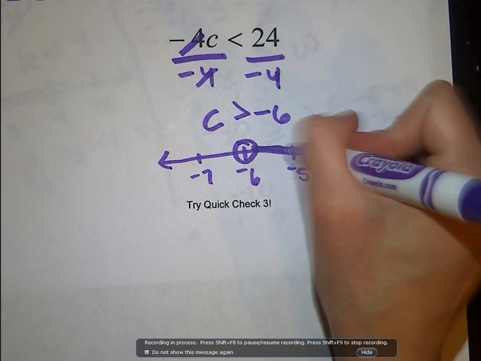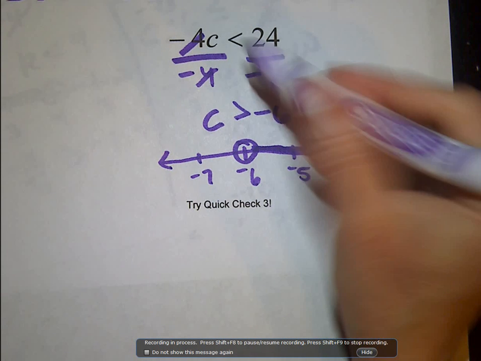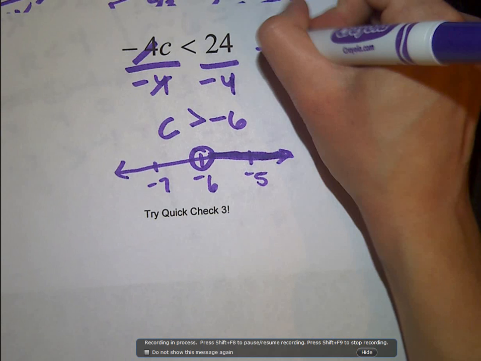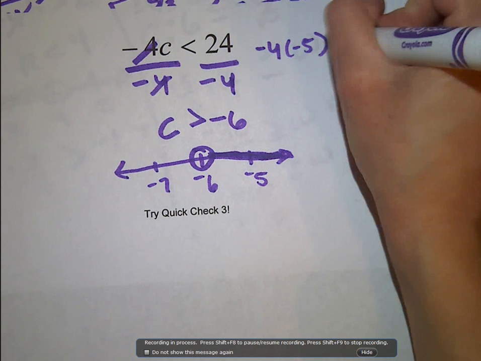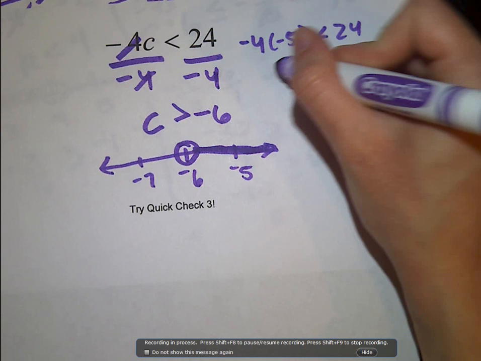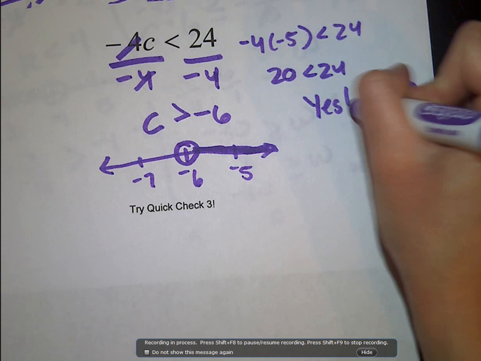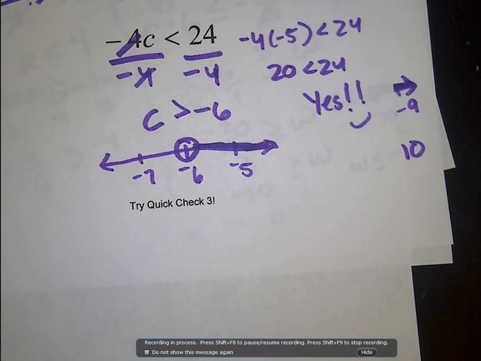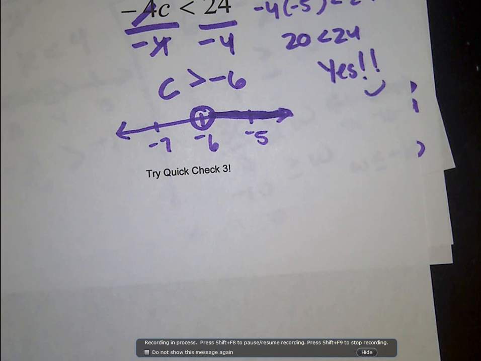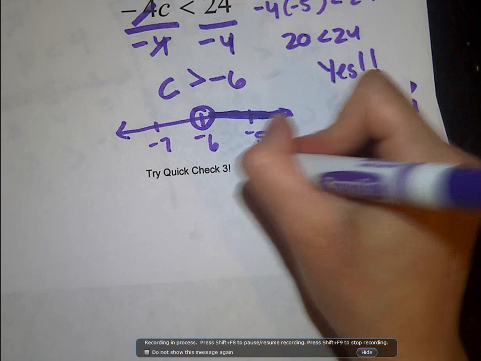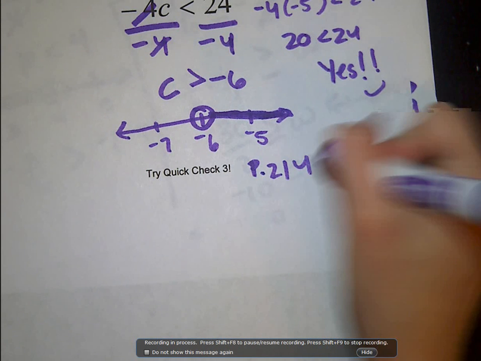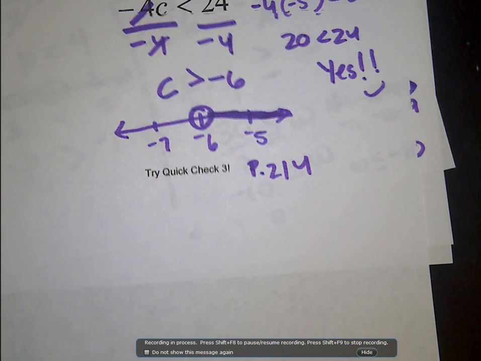So I could check this by plugging negative 5 in up here. So I have negative 4 times negative 5, and is that less than 24? Well, is 20 less than 24? Yes. So we did it right. Okay, try quick check 3. This one is on page 214. There are 3 of them. Go ahead and hit play when you're ready.